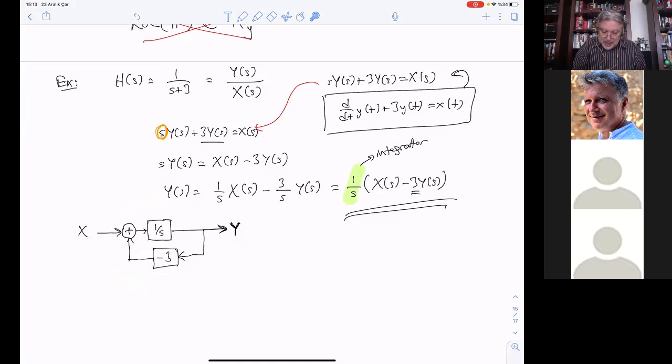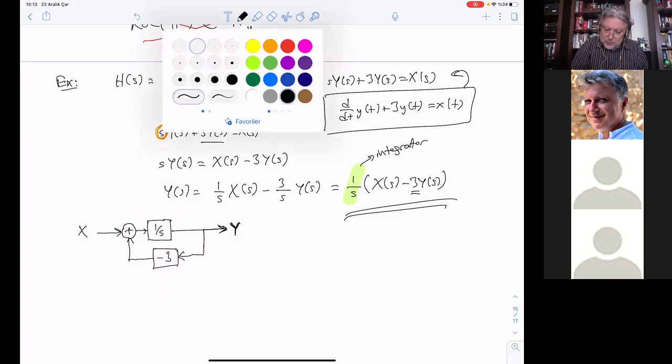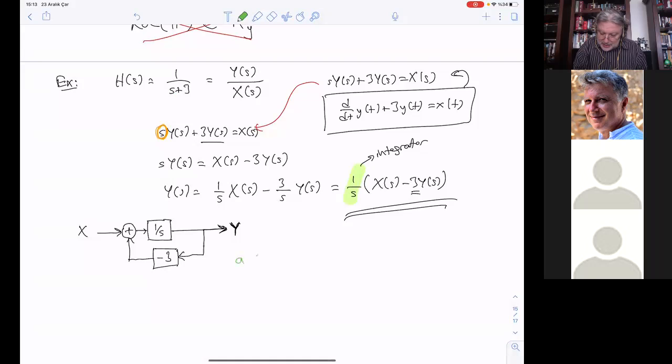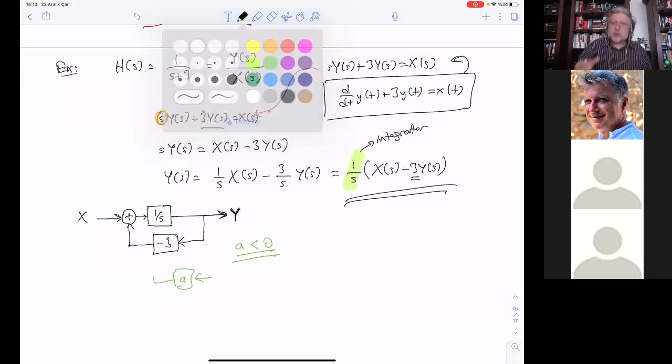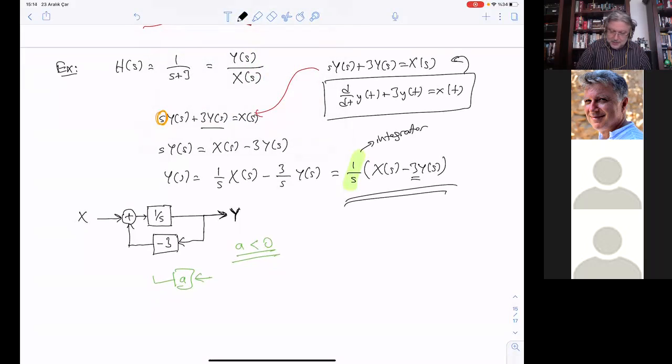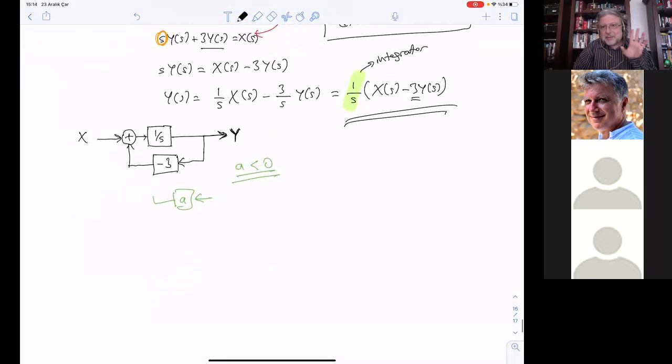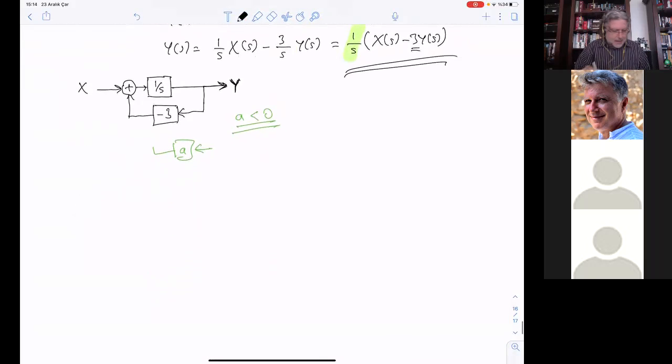For example, if the question is originally like this form and I put an A here inside this box, then the answer to that kind of a question would be A is less than 0. This is the range of values which stabilizes the system. The answer is therefore A is less than 0 in that case. Anyway, you will have to deal with these things in control systems theory, so I'm just briefly mentioning these things.